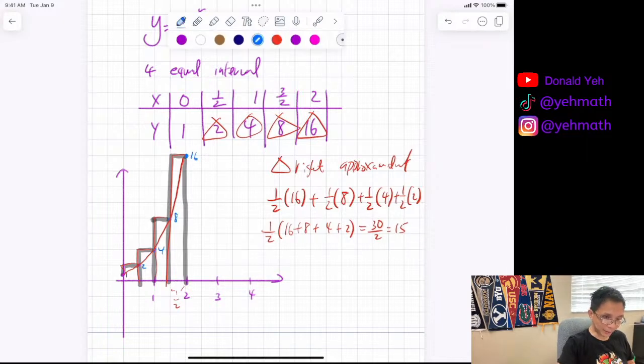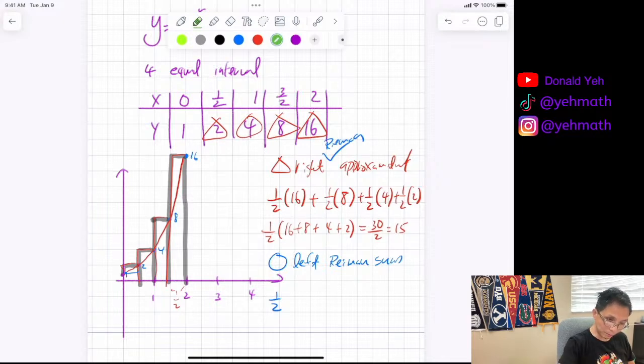Okay, now I'm gonna use left. Left is gonna be a circle. And this is the left end. This is left Riemann sum. Okay, left. Can you do left for me? It'll be 1/2. I'm gonna draw a triangle. This is left. I'm gonna use blue. I'm gonna do this, here, here, and here.